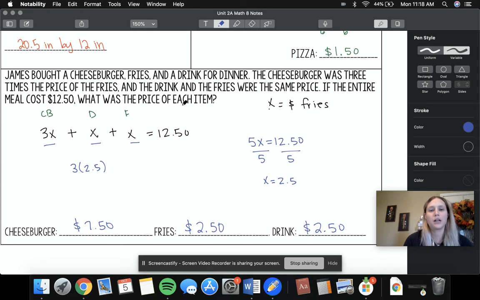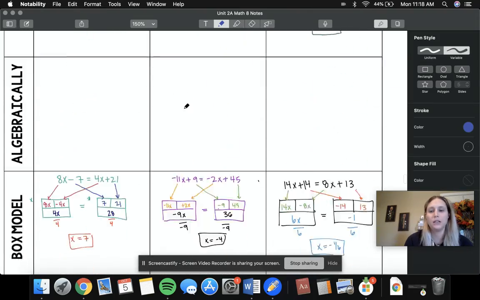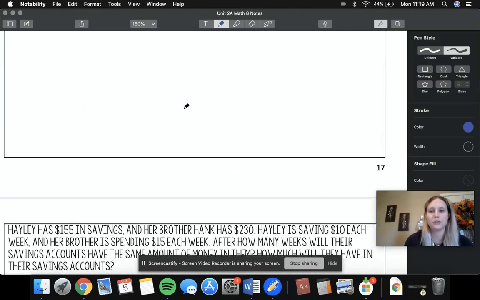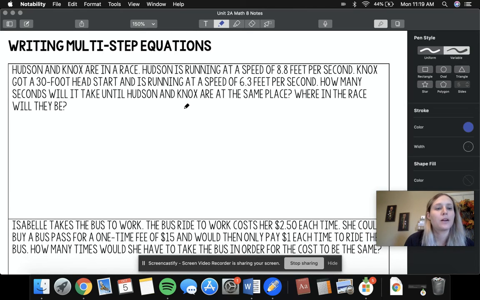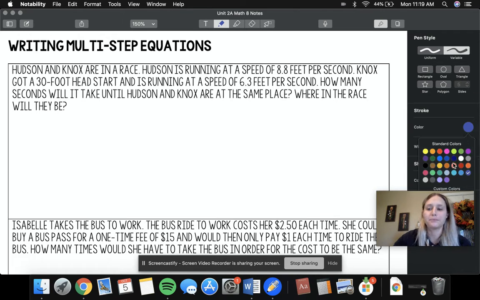All right, now we're going to go on to variables on both sides. So this was on page 14, and we've been taking our notes. And so now we are on page 17 and 18. All right, Hudson and Knox are in a race. Hudson is running at a speed of 8.8 feet per second. Knox got a 30 feet head start and is running at a speed of 6.3 feet per second. How many seconds will it take until Hudson and Knox are in the same place? Where in the race will they be?